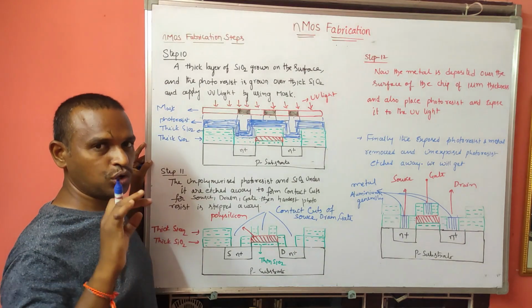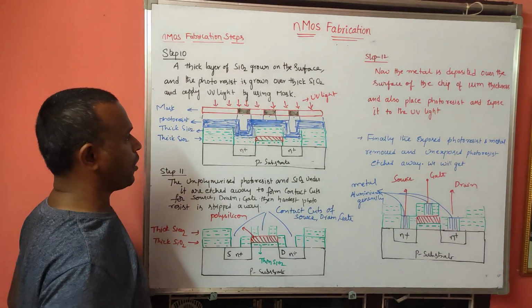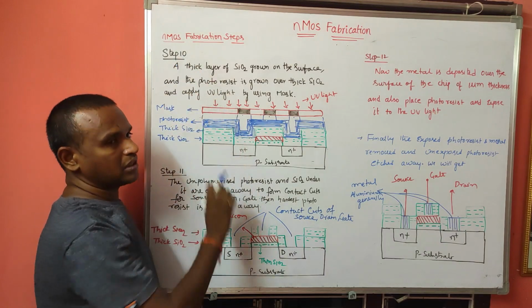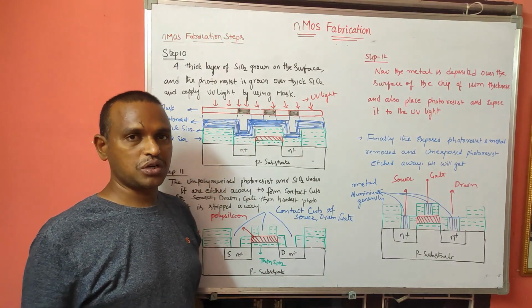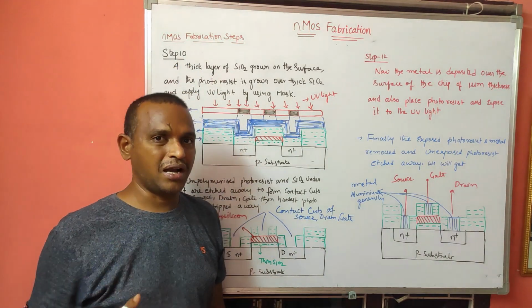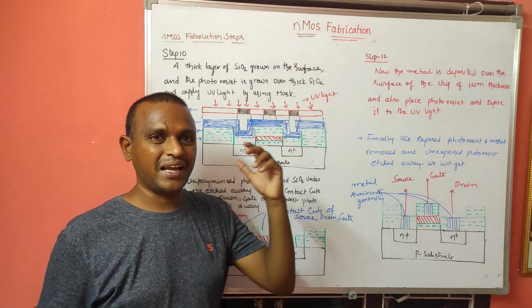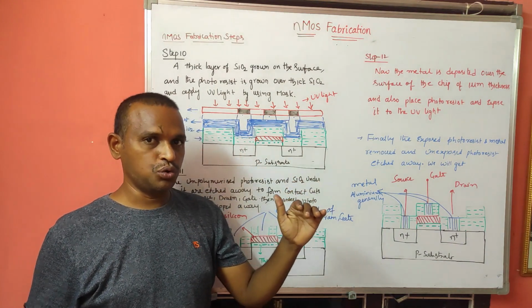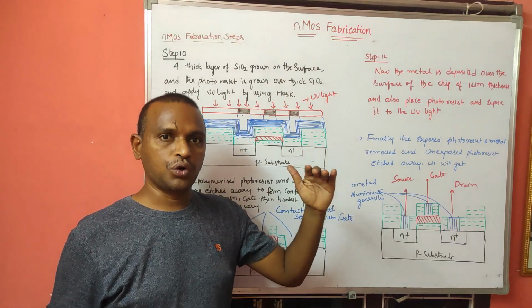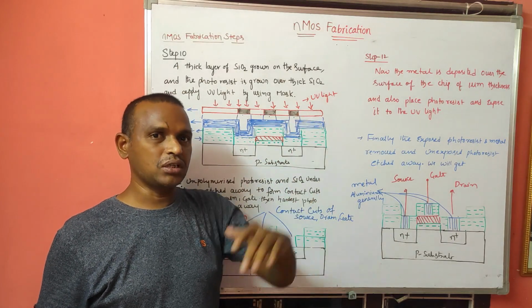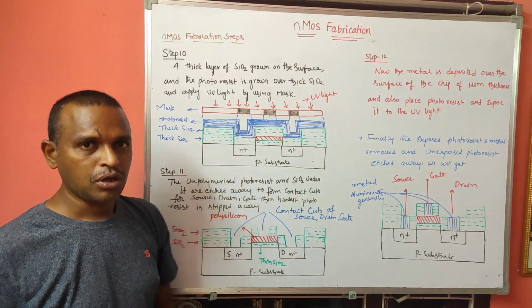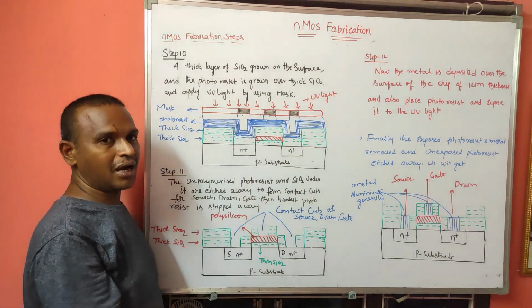Okay, that SiO2 also we have to remove. That is the point. So what we are doing in step 10, after formation of source, drain and gate, we have to form the contact cuts. For that purpose, again I am forming thick SiO2. On that one I am using photoresist and I am using the mask to form the contact cuts.